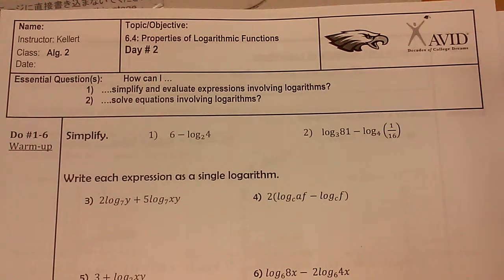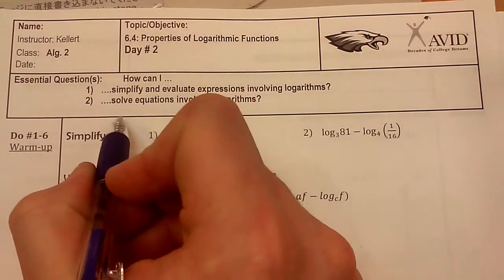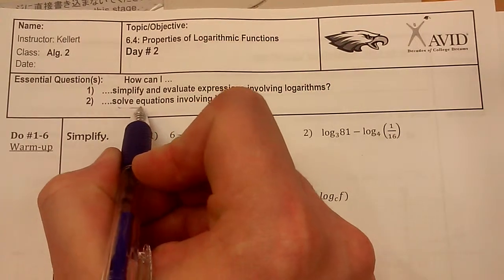with log properties. So remember, 6.4, the section of the book, had a whole pile of properties. And so we've broken it up into 2 days. Last class, we talked about the power property as well as the product and quotient properties from your formula sheet. Today we're going to have a couple more properties, and then we're going to focus a little bit on this second question here. We're going to try to solve equations.